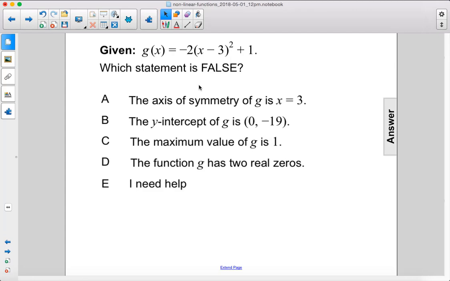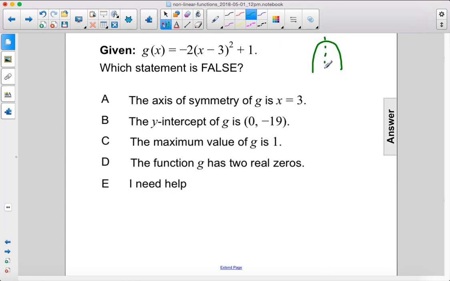Given g of x equals -2 times (x minus 3) squared plus 1, which statement is false? All right, so the axis of symmetry of g is x equals 3. Well, first of all, let's draw a little picture. This is going to be a downward-facing parabola because we have a negative a value.